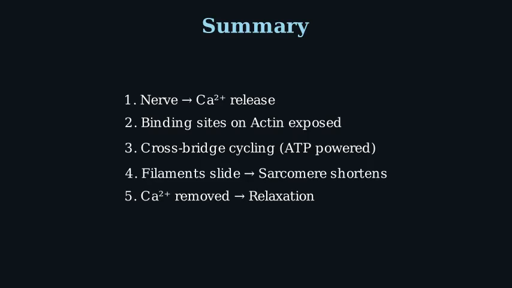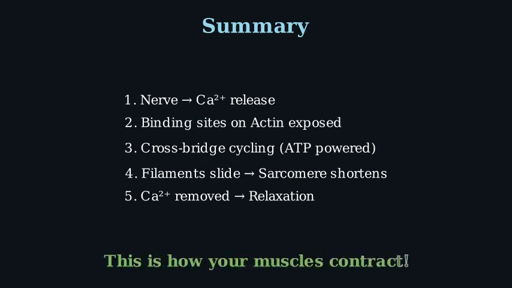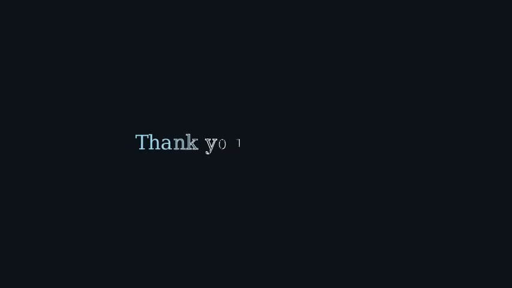In summary: nerve signal, calcium release, binding sites exposed, cross bridge cycling powered by ATP, filaments slide, muscle shortens. Then calcium removal leads to relaxation. That is how muscle contraction works in detail.